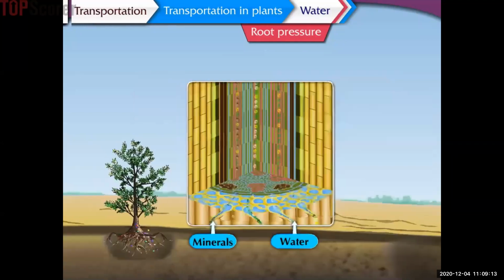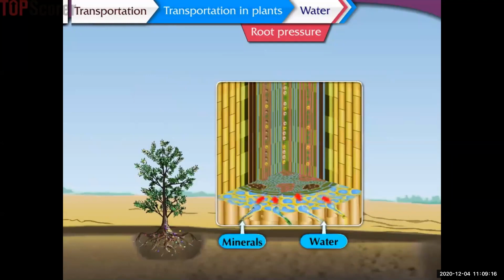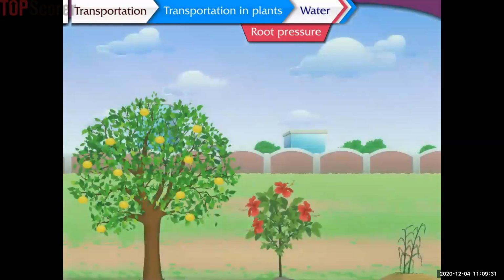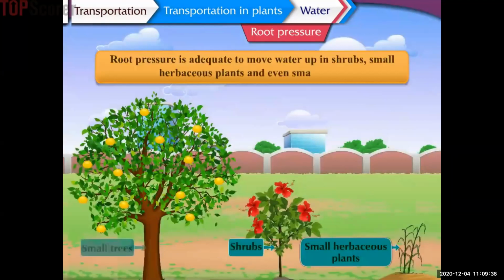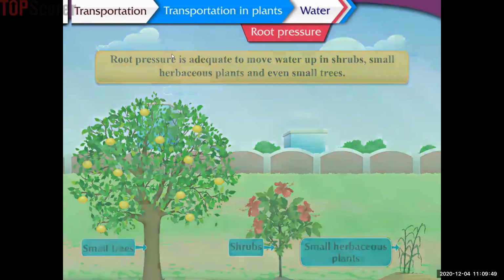This root pressure causes the water and minerals to reach the root xylem, and the water is pushed further and further to eliminate the difference in concentration. This steady movement creates a column of water which is slowly pushed upwards. This pressure is adequate to move water up in shrubs, small herbaceous plants, and even small trees. After understanding about root pressure, let us now learn about the mechanism of transpiration pull.